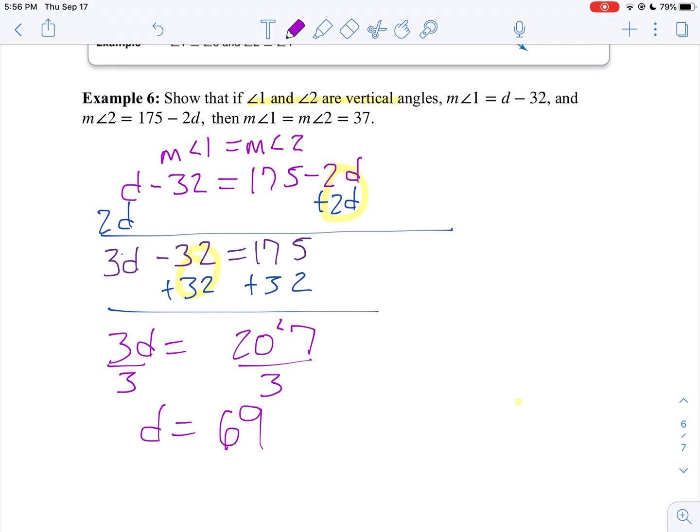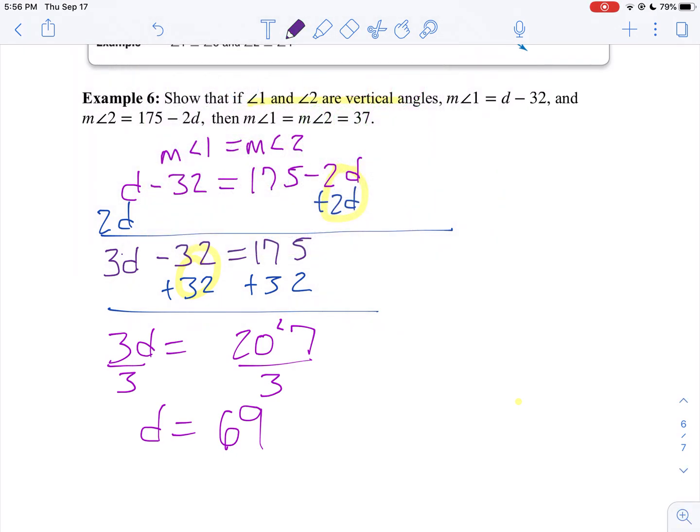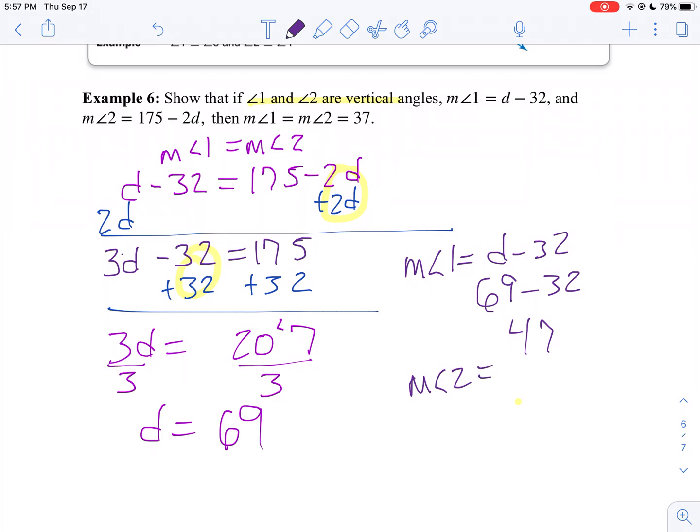Notice that's not what we're supposed to find. We're not supposed to find d. We're supposed to find the measure of angle 1. So in other words, the measure of angle 1 is d minus 32, or 69 minus 32, which would be 47. And the measure of angle 2 is going to be 175 minus 2 times 69.